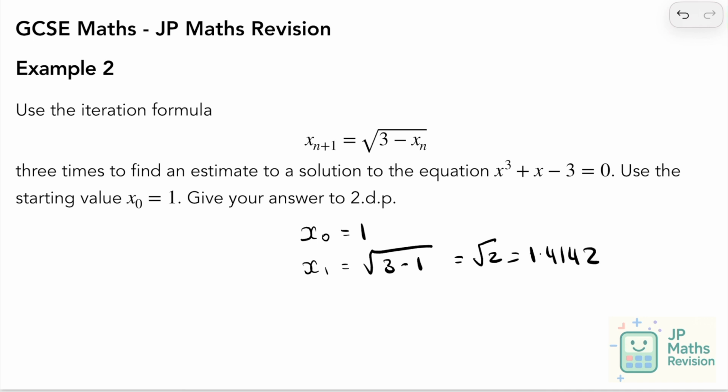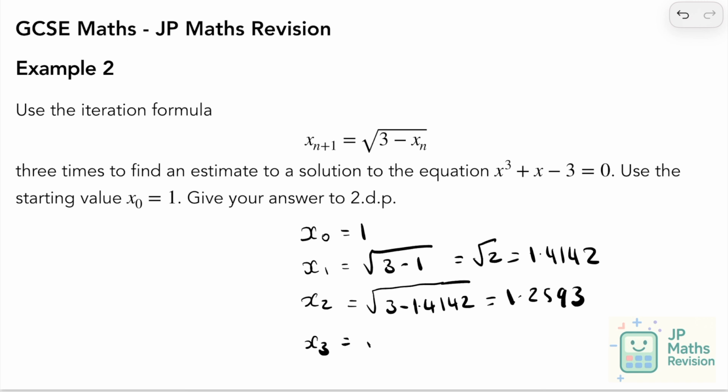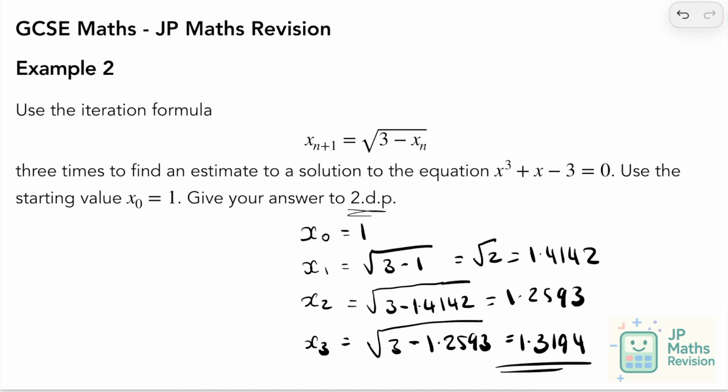Then when we find x2, we're going to do the square root of 3 minus the previous answer, which is 1.4142, which is equal to 1.2593. And then if we want to find x3, we're going to do the square root of 3, take away our previous answer, which is 1.2593. If we do that, we end up with 1.3194. So the answer to this question is 1.3194, but it wants our answer to 2 decimal places, so I'm going to say x equals 1.32 to 2 decimal places.